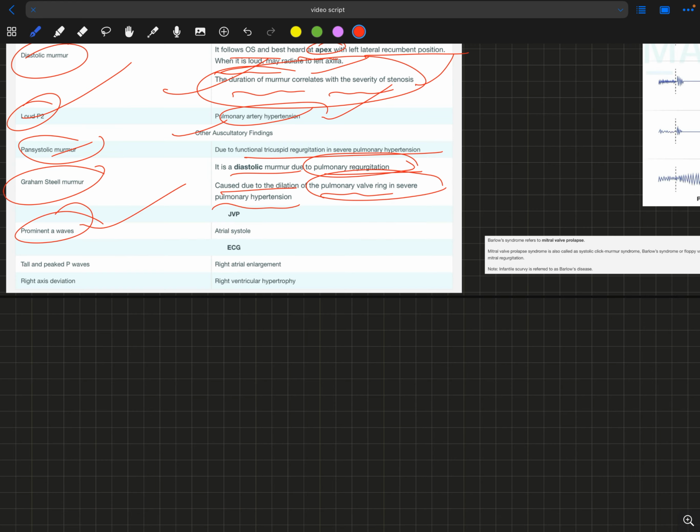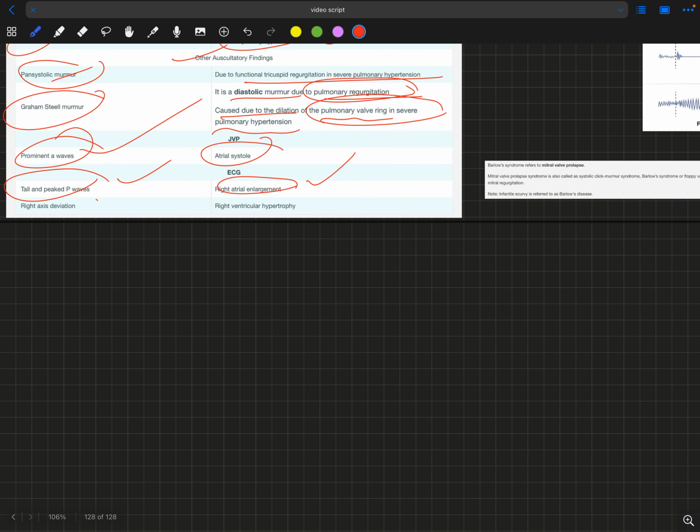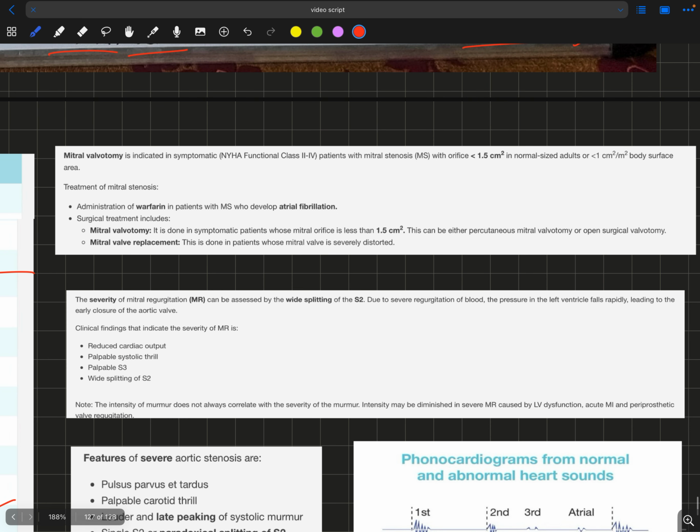There will be a prominent a wave in the JVP due to atrial systole. There will be tall peaked P waves due to right atrial enlargement, and right axis deviation due to right ventricular hypertrophy. Mitral valvotomy is indicated in symptomatic NYHA functional class 2 to 4 patients with mitral stenosis with an orifice less than 1 centimeter square per body surface area.